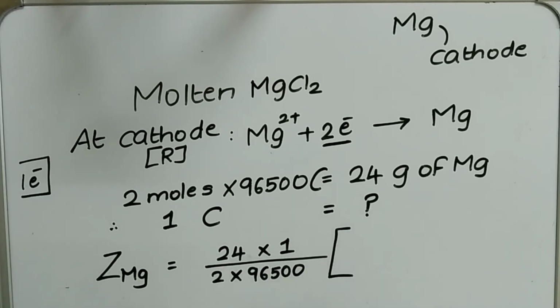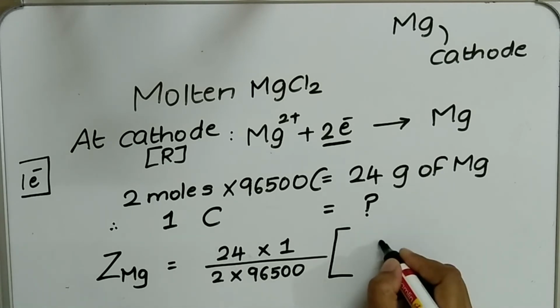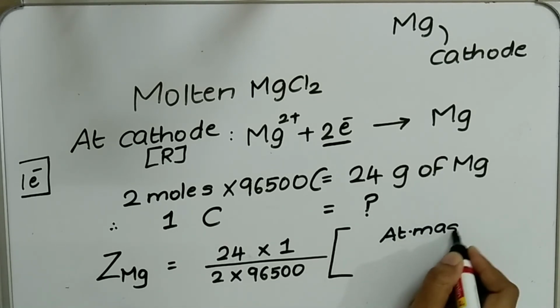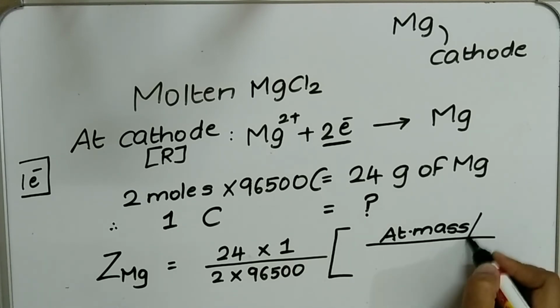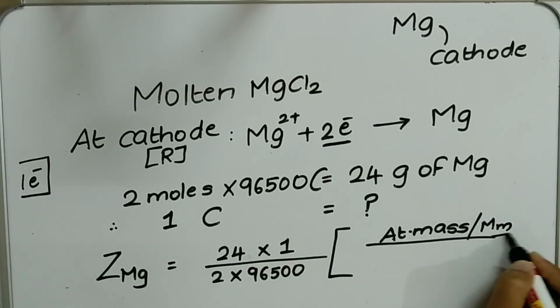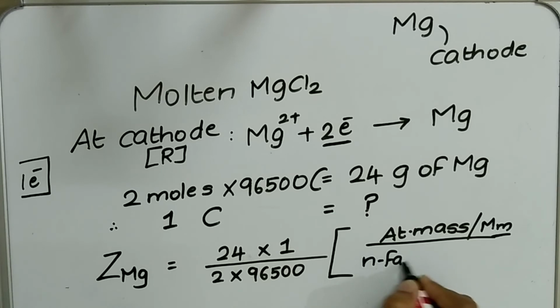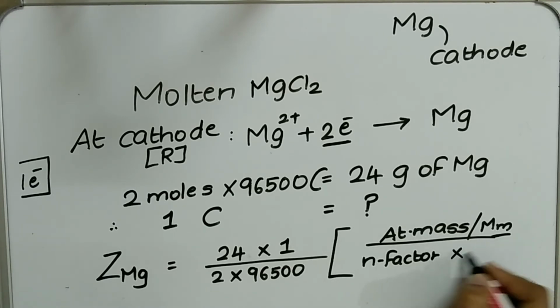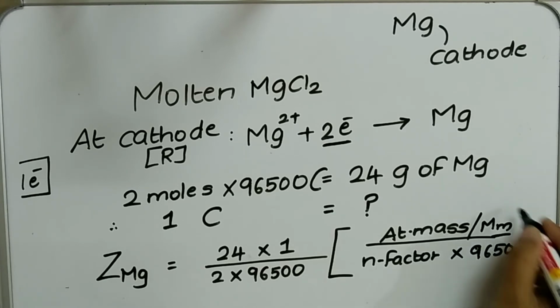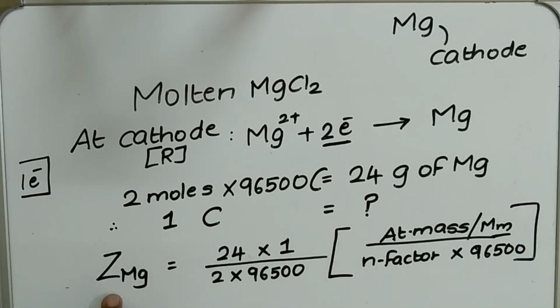Now just we will write what are these numbers. 24, what is it? It is the atomic mass of magnesium, right? We can write it as molar mass also if it is a molecule. What is 2 here? 2 electrons, correct? Or you can write it as the n factor of magnesium. In the previous case it was sodium, so anyway it is plus 1, right? 1 number and into 96,500. So this is one equation, that is Z, how you can find it. So make a note of this.